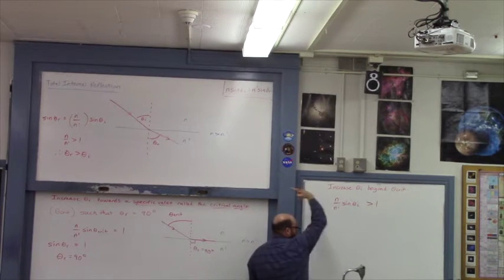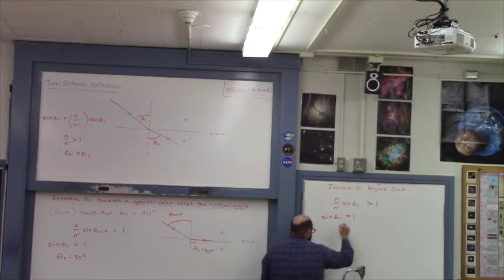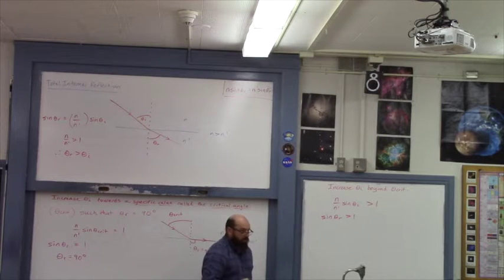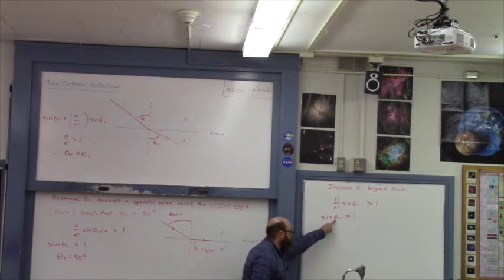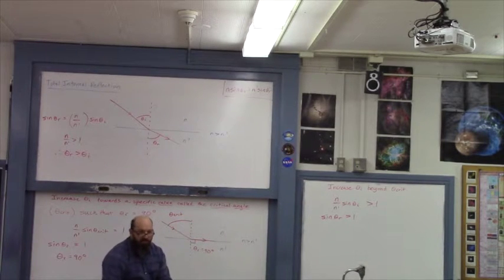This then means that the left-hand side of the expression is greater than 1. Can the sine of an angle be greater than 1? No, it can't. So what happens to the refracted angle? It literally doesn't exist.